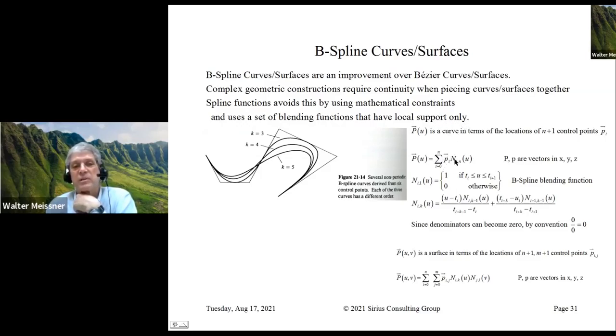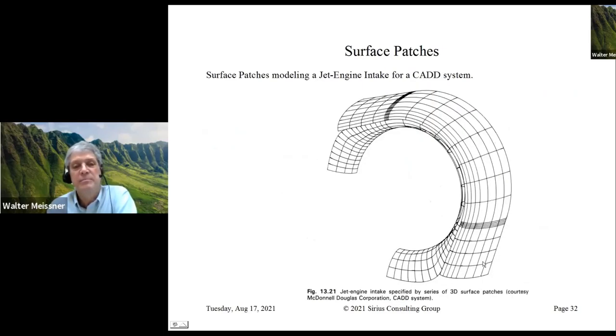So the basic equation looks very similar, except for B, they call it N. And N is this spline function. It's either one or zero, depending on where its extent is. And this is the description for N. And in two dimensions, it's two summations and two spline blending functions, N. So here's a case where this was a jet intake engine modeled for a CAD system. I imagine there are at least two Bezier curves. One is out here and one is on the inside, and they're probably matched here. But again, there could also be some matching here, and the matching would be done with the spline curves.